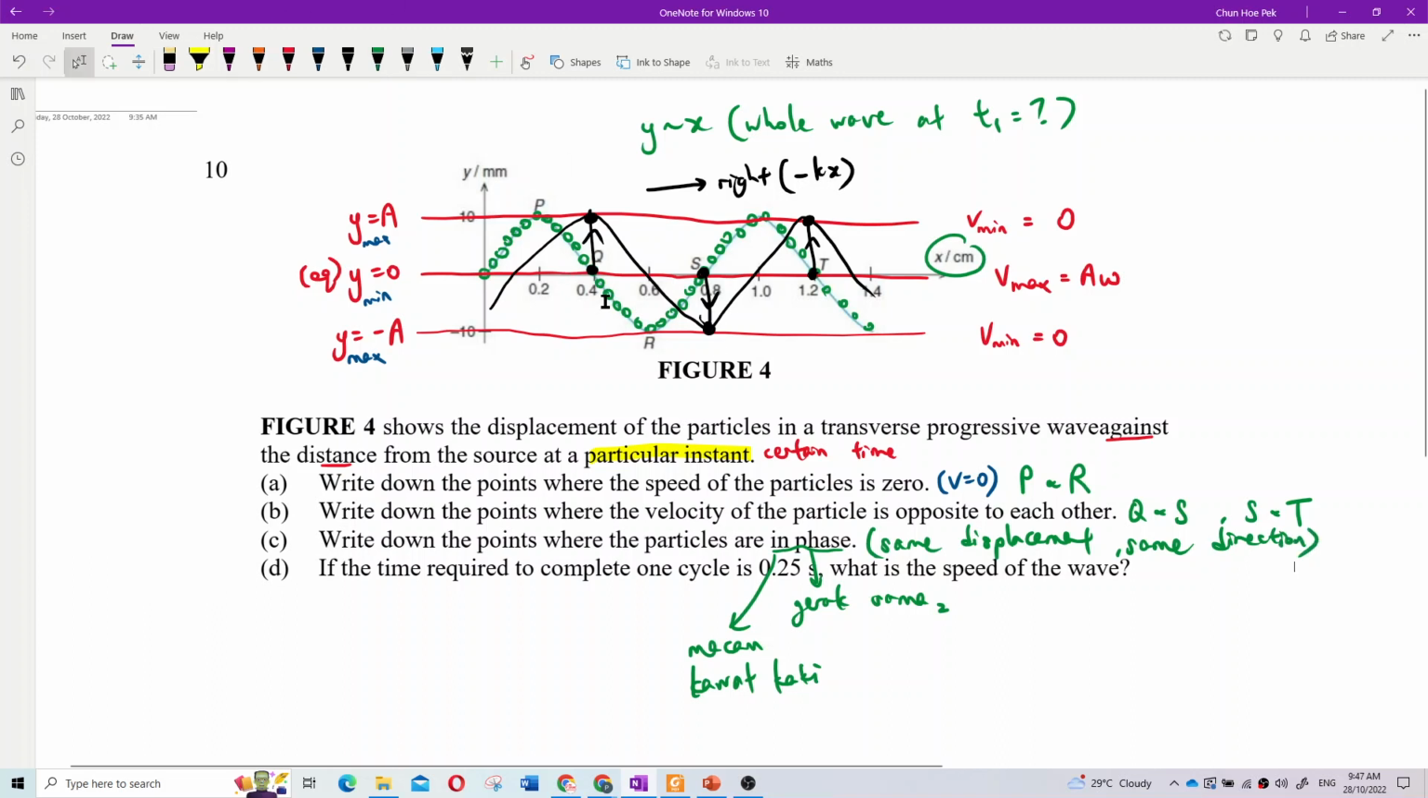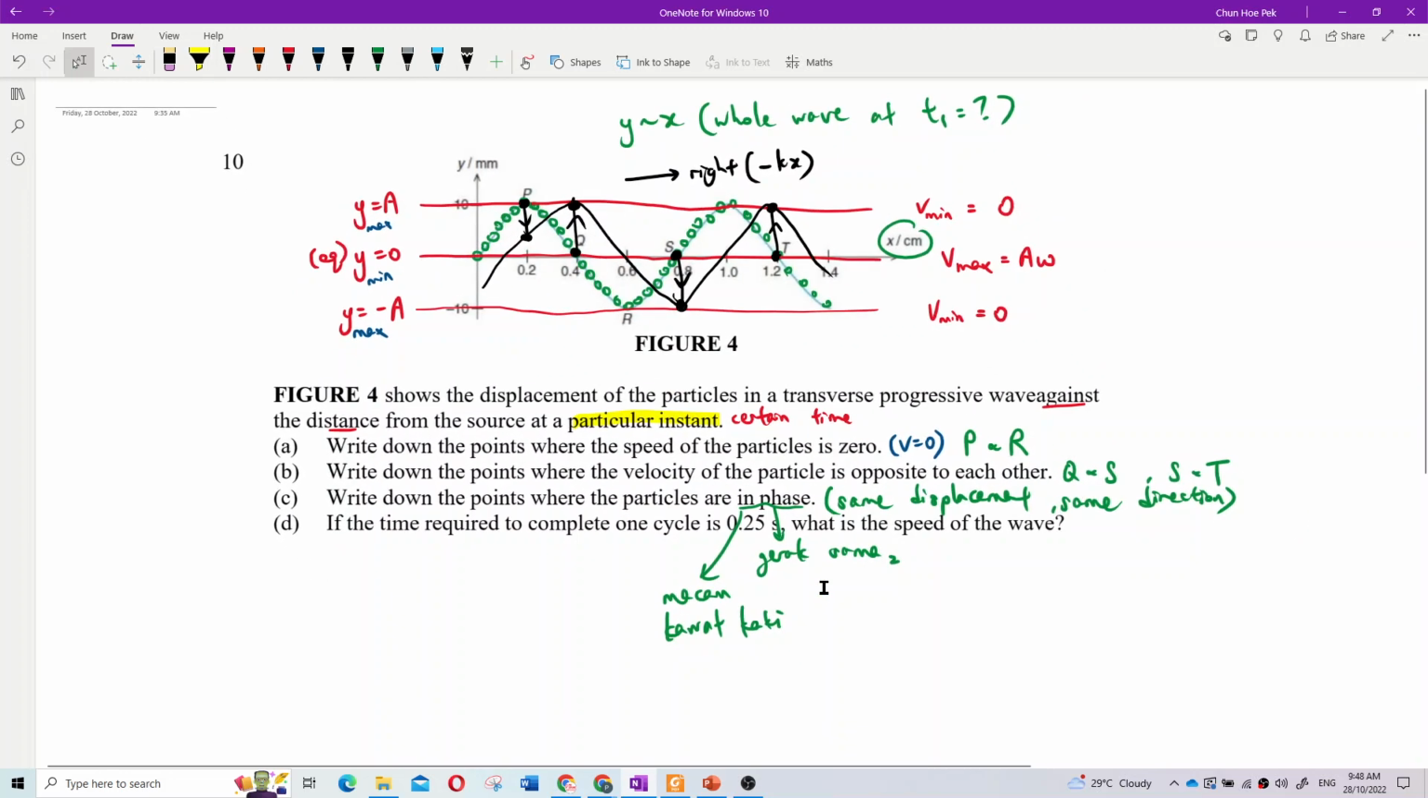So, okay, which points are in phase? Is it P and Q in phase? Tidak. Kita lukis gelombang bergerak ke kanan sikit, kita dah nampak dah. P ini bergerak ke bawah kan. Q bergerak ke atas, dia tak in phase lah. Not the same direction. Q dengan S, is it in phase? No, they are anti-phase. S dengan T anti-phase juga.